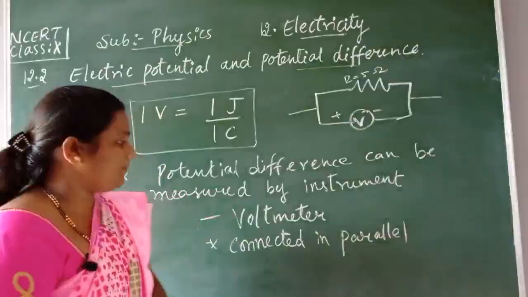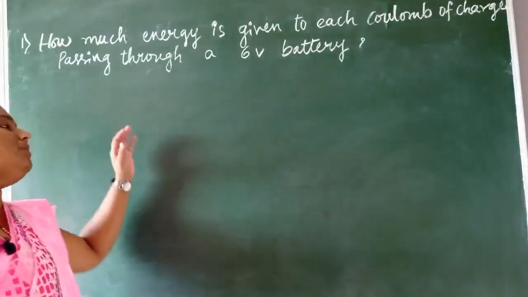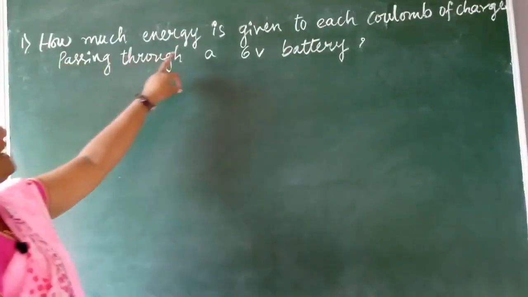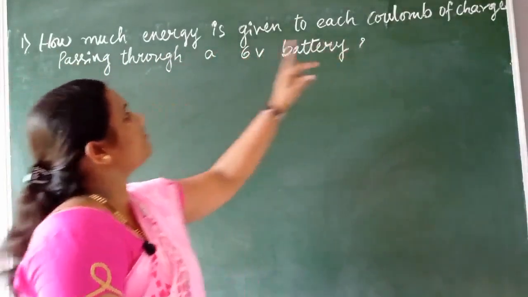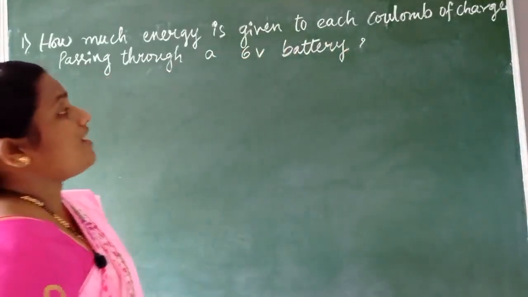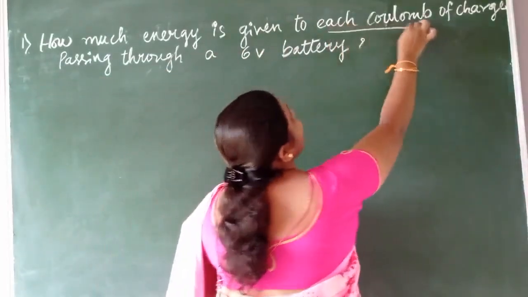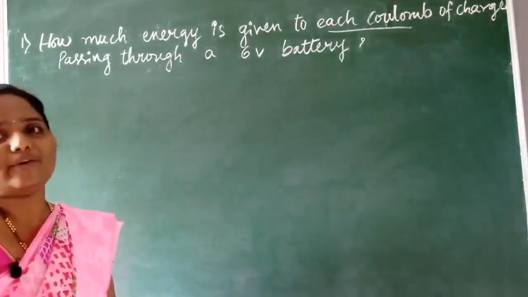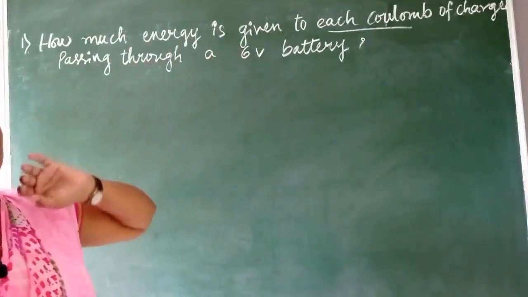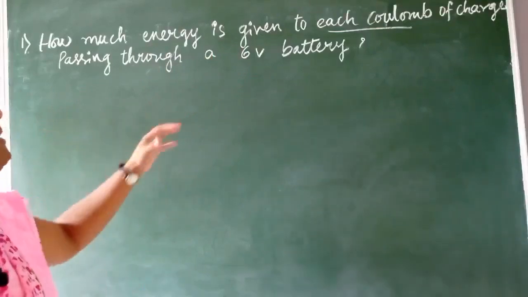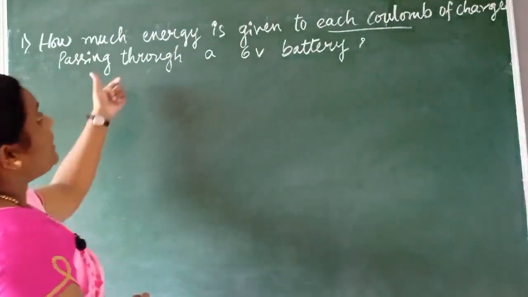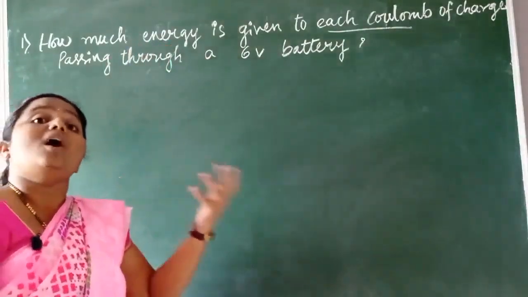Got it, children? Okay, now we will solve a few numerical problems based upon potential difference. Let us start with the first question. How much energy is given to each coulomb of charge passing through a 6-volt battery? Children, when it says each coulomb, you have to understand it as 1 coulomb. So what is the given data, children? Here coulomb means the charge value they have given, and the battery is the potential difference value they have given, and we need to calculate energy, which is the work done.